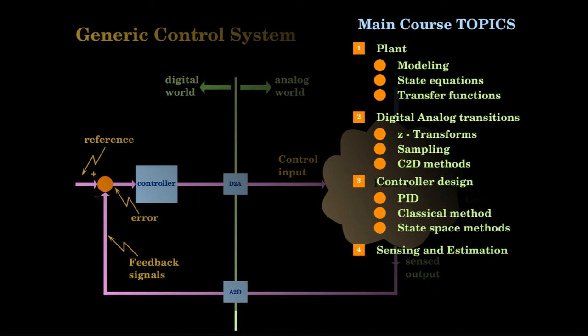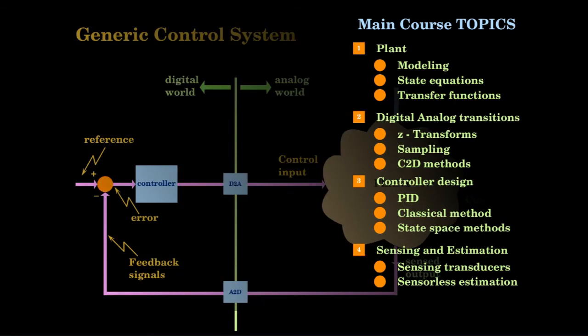Then the fourth important topic which we need to consider is sensing and estimation. Normally we would place a sensor that is available, and then measure the temperature, measure the speed, measure the flux and all those things. But in some cases sensors may not be available, or it may not be possible to put a sensor to measure the value of the state of the system. So in that case you need to estimate. This is a big domain, and we need to do the sensing and estimation.